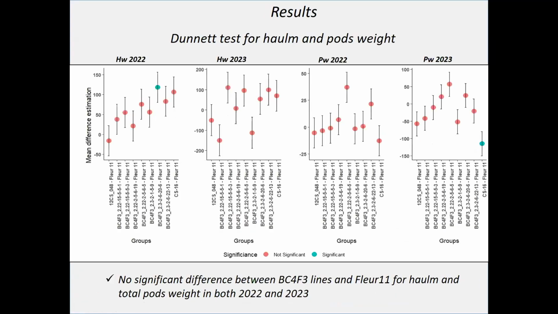The same tests were performed for the other characters like haulm production and pod production, in both 2022 and 2023. And here we can see that in general, no line differed significantly from flower 11, except this one. Even if several lines produced more haulm than flower 11, the difference was not significant.